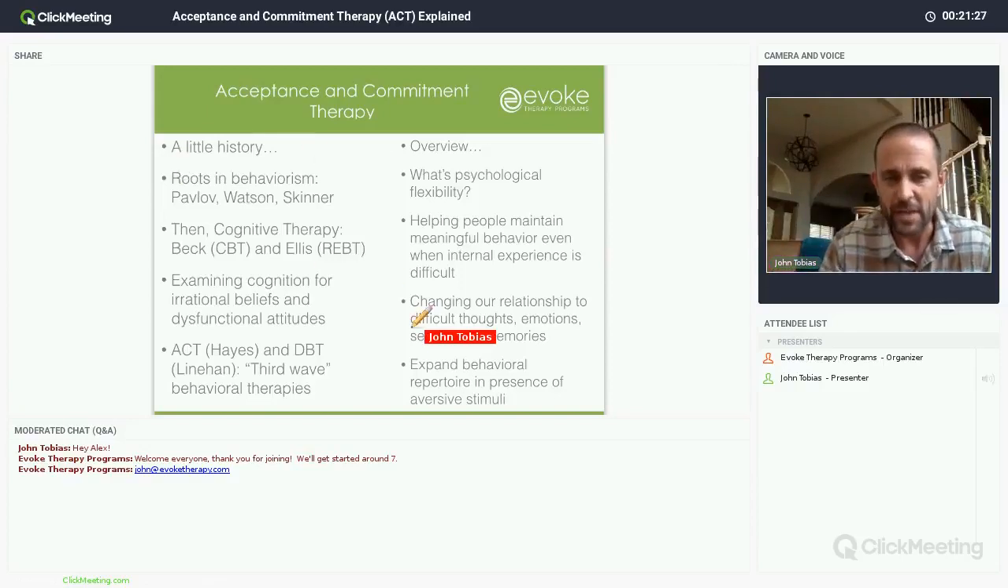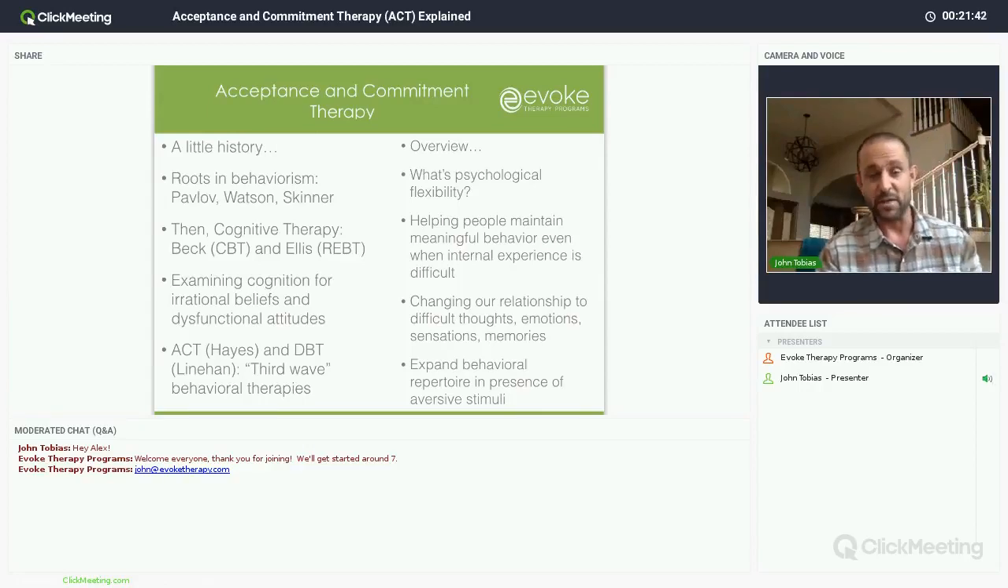And this last bullet point on this page here, I have to read it. This one really makes me feel like I got my money's worth out of my grad school education. Makes me feel really smart. So: expand behavioral repertoires in the presence of aversive stimuli. What that means is aversive stimuli is a difficult internal experience. So we're talking about an internal stimuli.